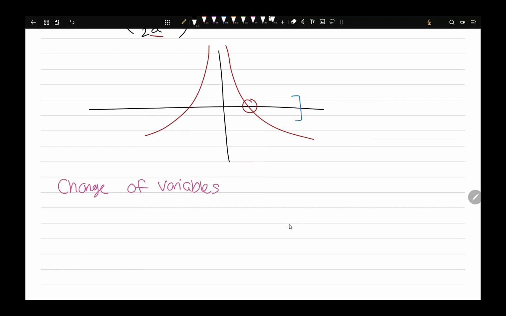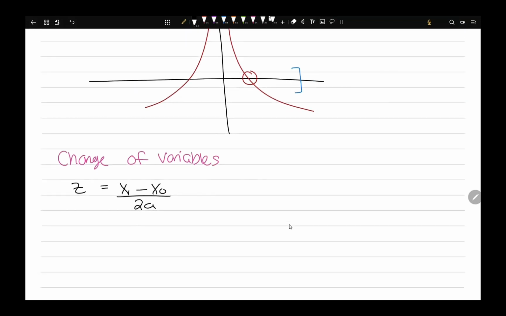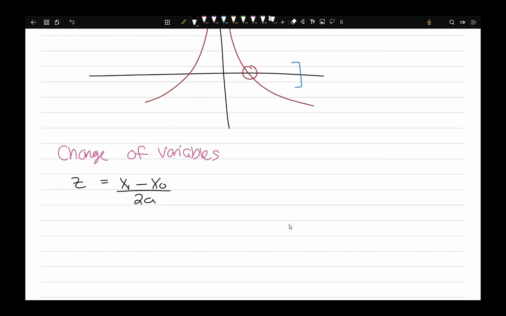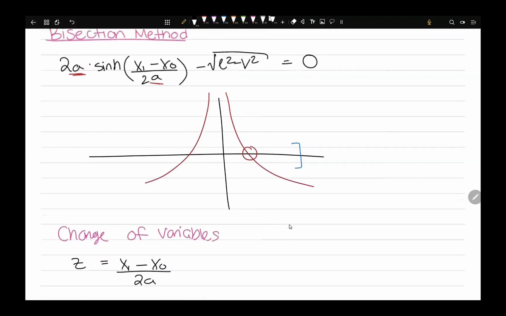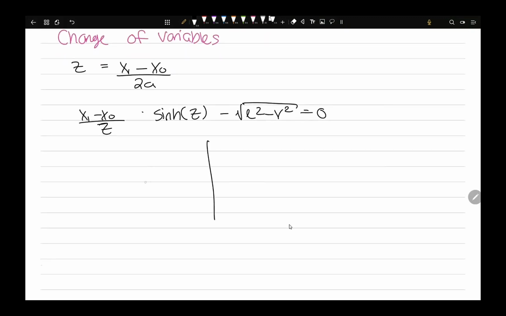And so the change of variables is this. We'll say that z is this interior part here. So z is going to be (x1 minus x0) over 2a. And so our function becomes (x1 minus x0) over z times the sinh of z minus that square root at the end. And this gives us a much nicer looking function.